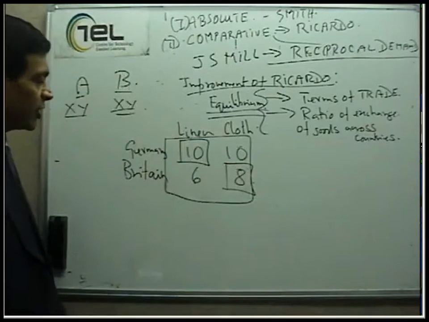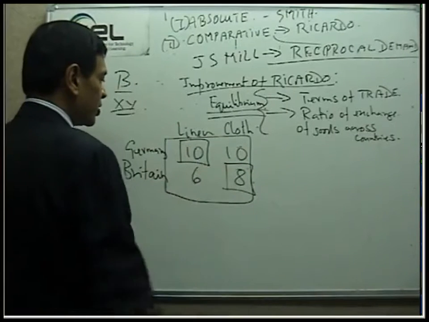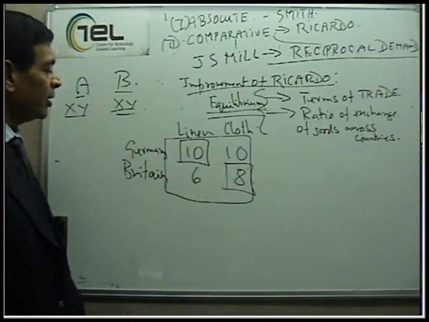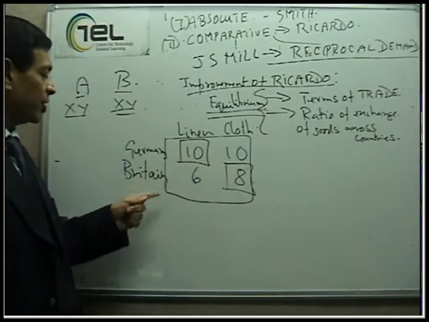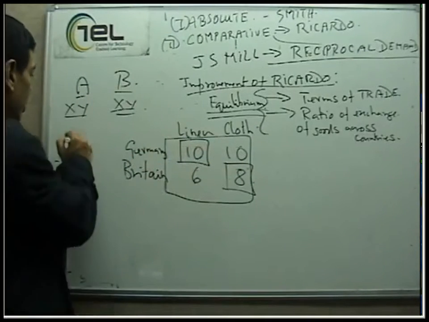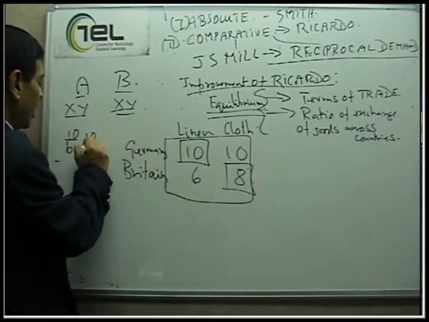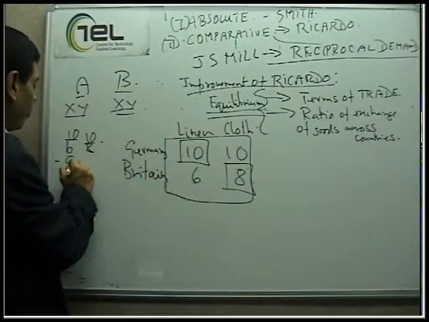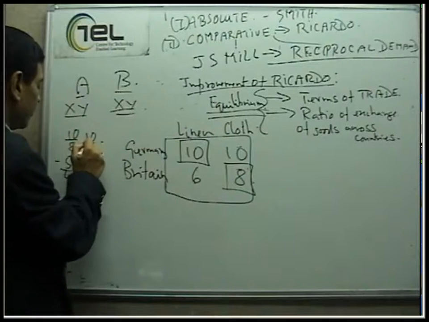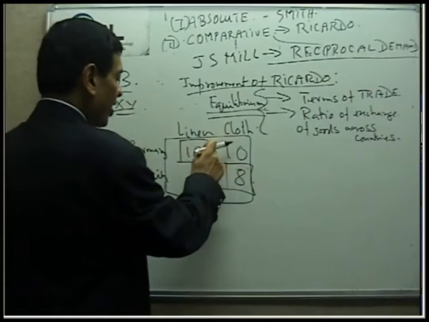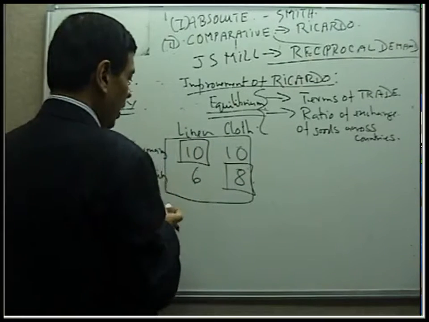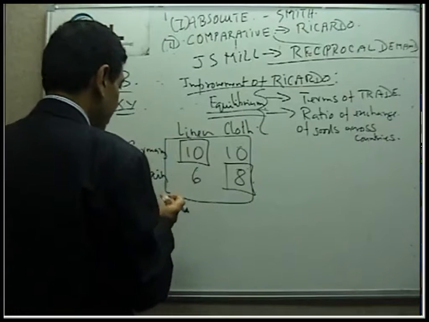Well, the logic is very simple. For every 6 units of linen produced in Britain, Germany produces 10. So it's very clear that, for every 8 which Britain produces of cloth, Germany produces 10 of cloth. So if you do the ratios like 10 by 6 or 10 by 8, typically we know 5 by 4 is greater than 5 by 3. This ratio is 5 by 3 and this ratio is 5 by 4. But I would like to analyze this in a slightly different perspective.